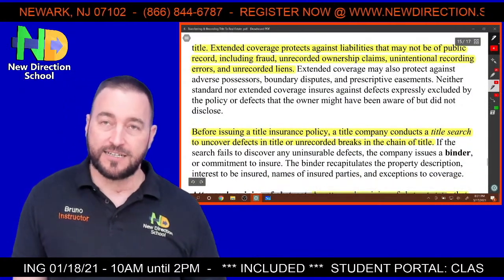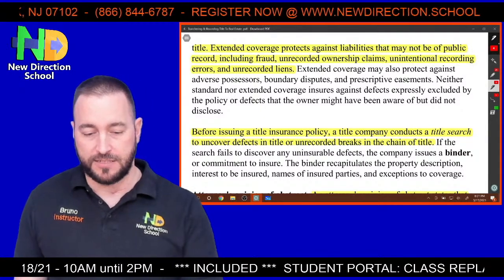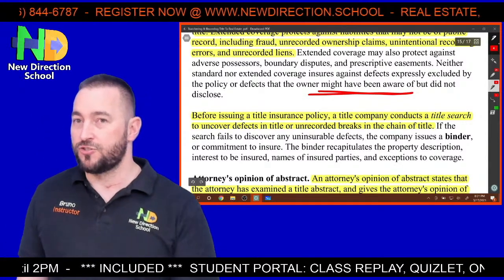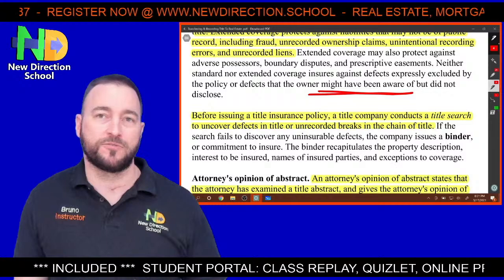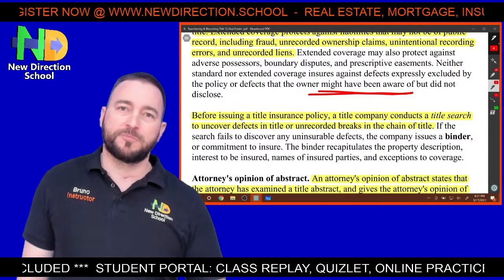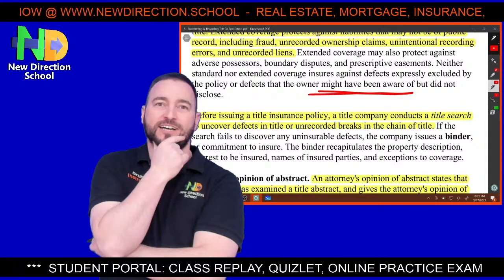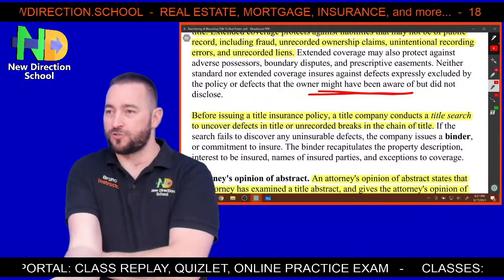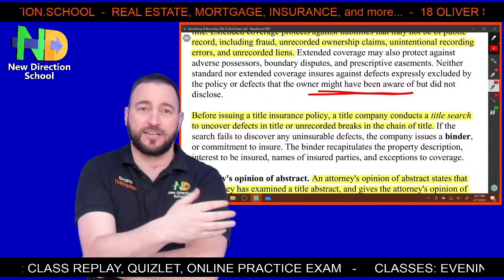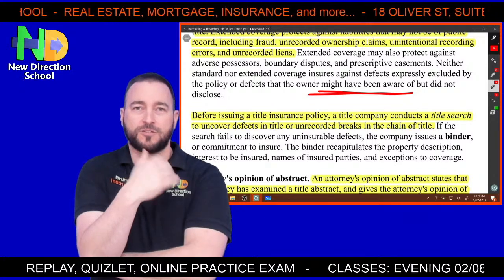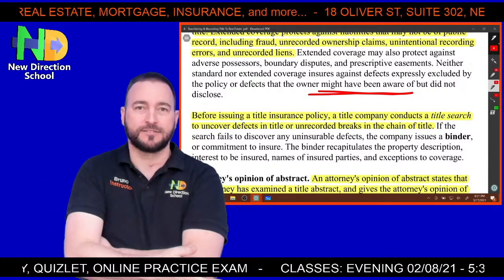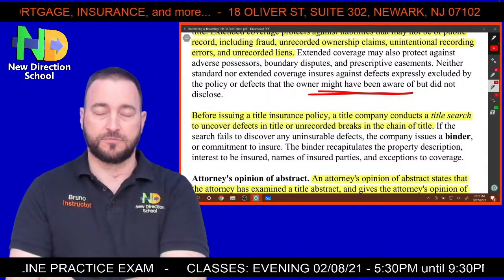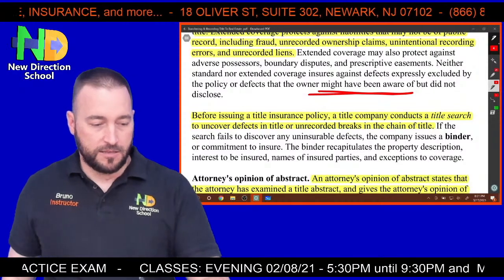Neither standard nor extended coverage insures against defects expressly excluded by the policy or defects that the owner might have been aware of. So if you knew about it, and if the insurance company can prove that you knew about it, they don't protect you from that issue, okay? It's pretty much you're looking at it, watching somebody rob your house, right? They broke in, entered your house, take everything, and you're just watching, right? And then you make your insurance claim, right? You call the cops after you emptied everything out, right? No. As soon as you see something happening, what do you do? You call the cops, right? That's the way it's supposed to be. So anything that you're aware of, but you do not disclose, they do not cover.